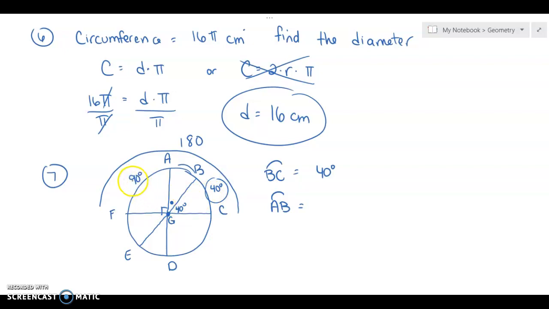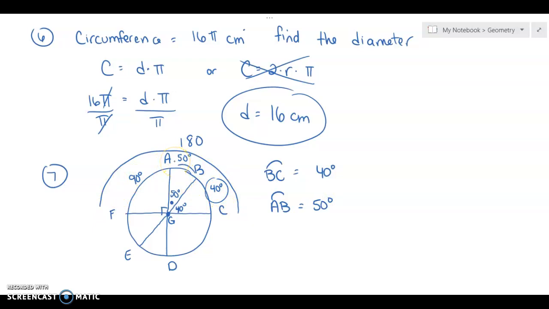Because this angle opens up to this arc, their central angle, it's going to be 90. So we've already used up 90 and 40. That's 130, which leaves us with 50 degrees for arc AB and 50 degrees for that angle as well. All right, so 180 degrees. I just found out that this is 90 and 40. Subtracted that from 180, I get 50.